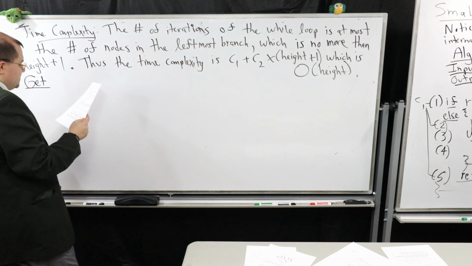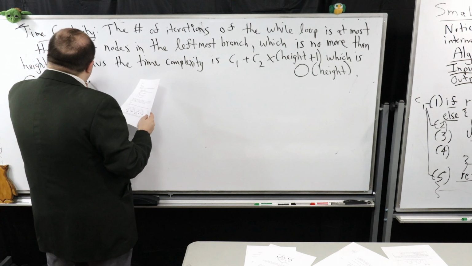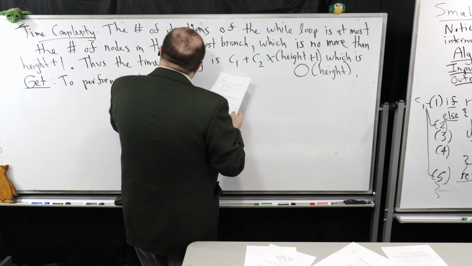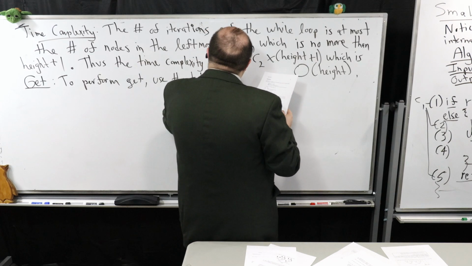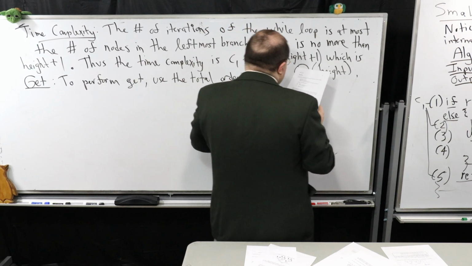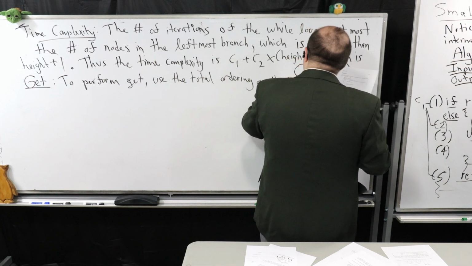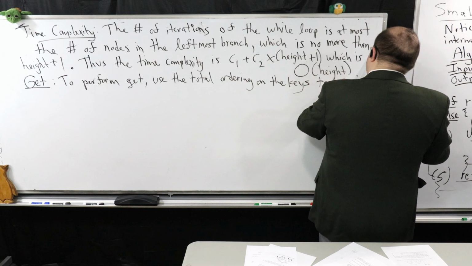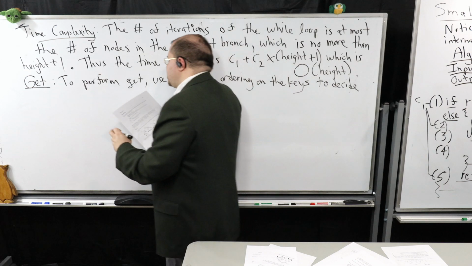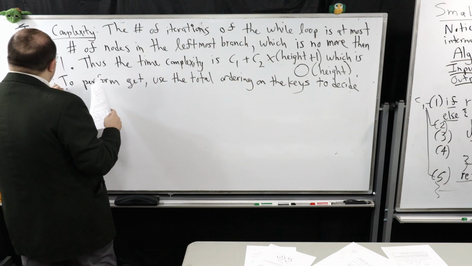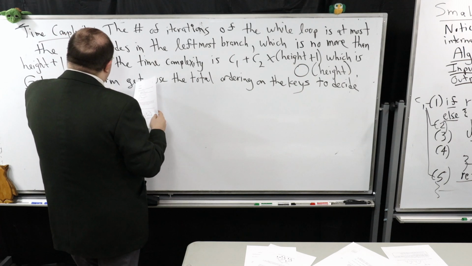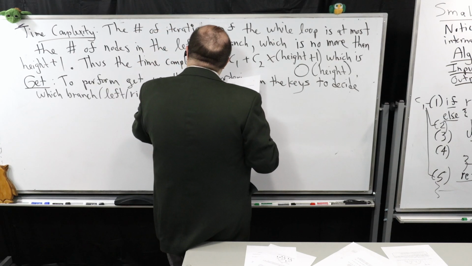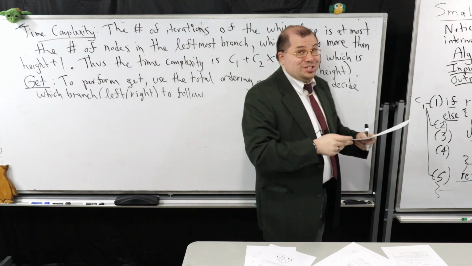We're going to talk about get. To perform get, use the total ordering on the keys to decide which branch, left or right, to follow. So this is really where the binary search tree sort of shines.